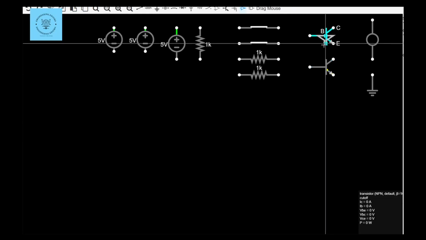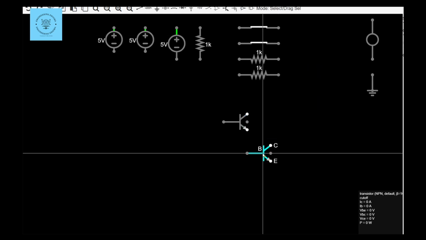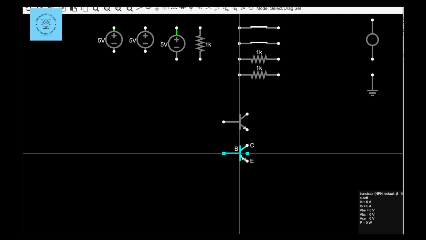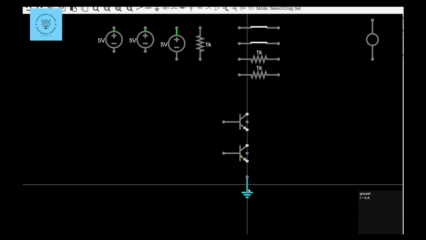In this video, we are going to understand how a NAND gate works using NPN transistors. First, let's look at the components used in this circuit. We are using 3 batteries, 1 LED, 3 resistors, and 2 NPN transistors.